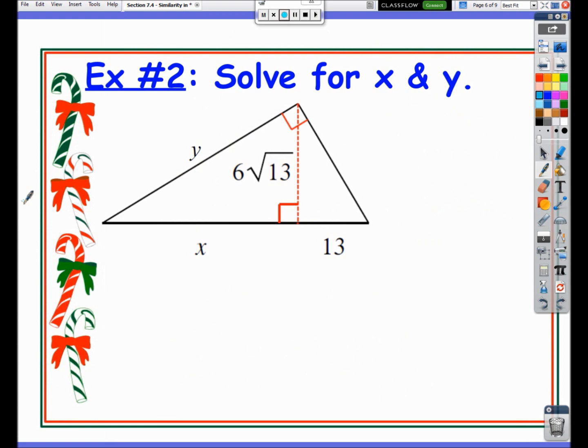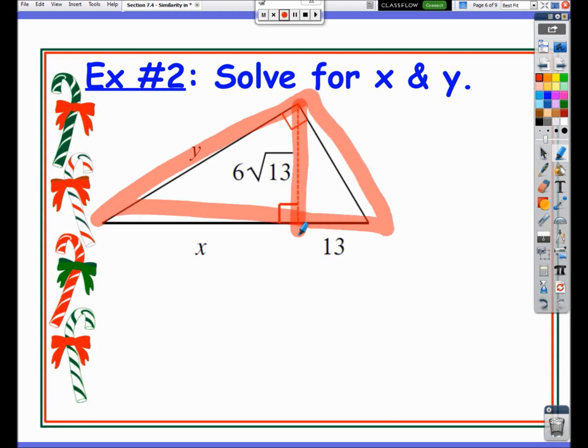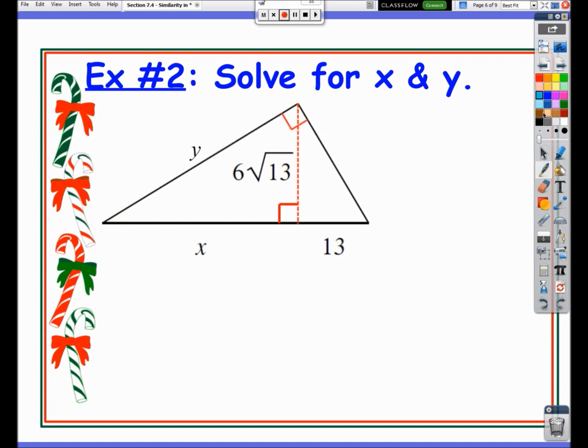Example 2, brought to you in part by 4 candy canes. Solve for x and y. So we're going to set up 2 problems here. So notice big Papa triangle. We got this great big right triangle, and here's the altitude that's being drawn from the big right angle down to the hypotenuse. So first thing I'm going to do is establish all of my angle markings.